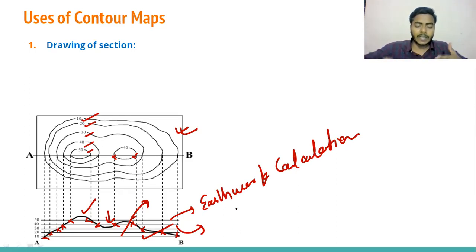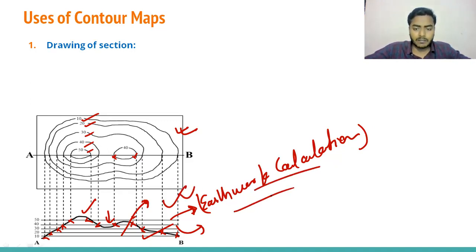Suppose we are planning for a road. You can get the idea in what area and in what direction that road will be useful, where cutting or filling will be needed. When we come to doing the surveying, by drawing this cross section you can decide in what direction we will construct a road so that it would be economical. So there is a lot of use in drawing this cross section.